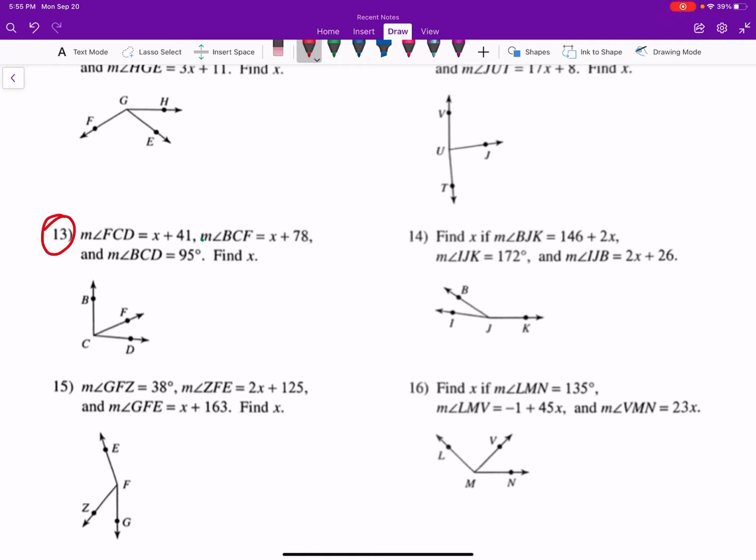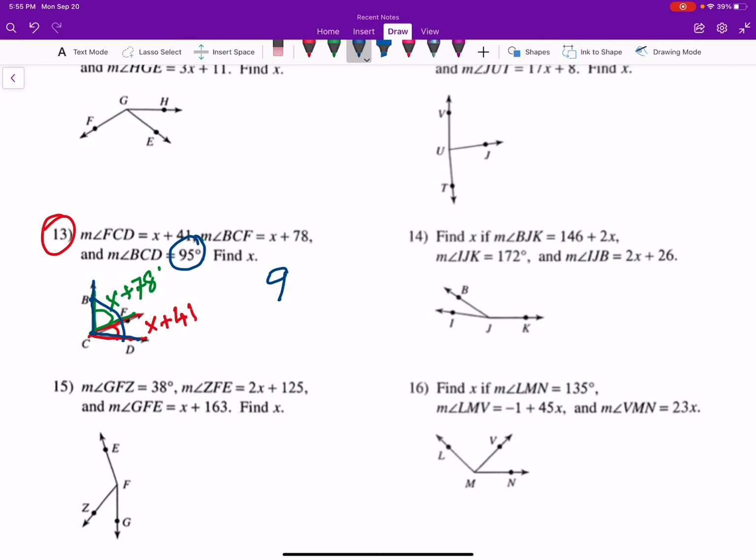In number 13, they say measure of angle FCD. So find out your FCD. This is given as x plus 41. And then measure of angle BCF, this one is given as x plus 78. And then they say BCD. So what is your BCD? BCD, this whole angle, is 95.